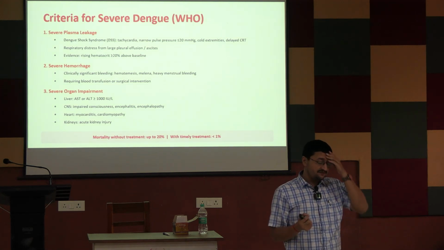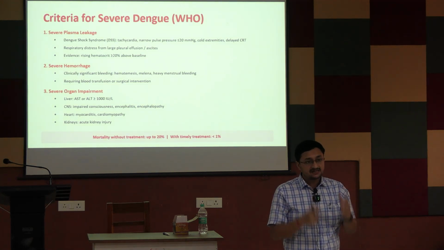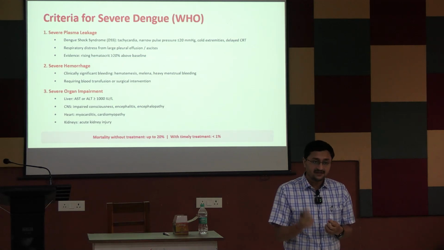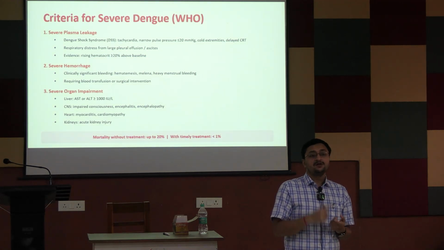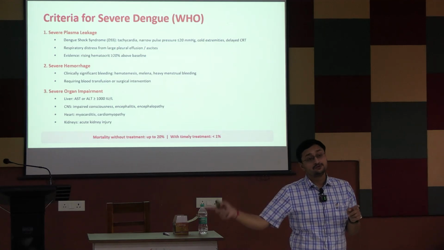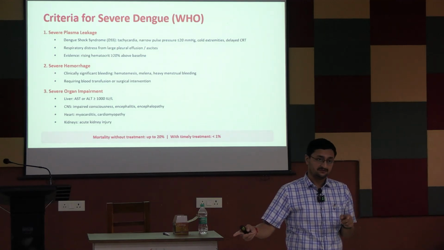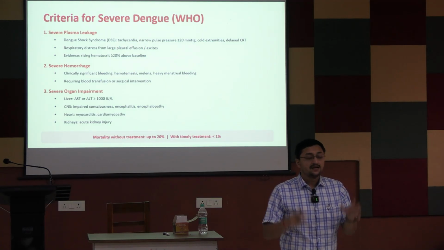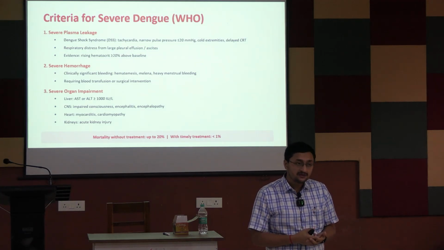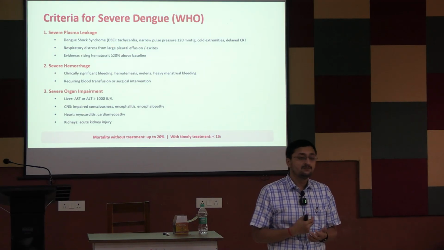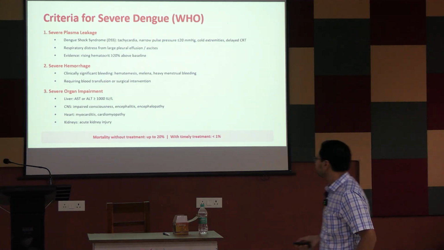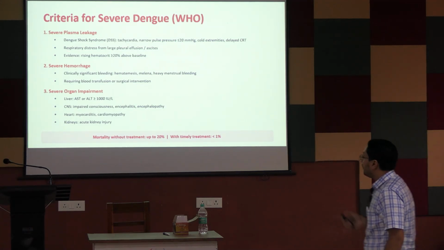Next one is severe hemorrhagic manifestation. Maybe the hemorrhagic manifestation starts with only a minor mucosal bleed, but if you are not concerned enough, that mucosal bleed may lead to severe hemorrhagic transformation, such as massive hematemesis, hemoptysis, hematuria, or even massive menstrual bleed itself. So these are the warning signs, right? Next one is organ impairment.